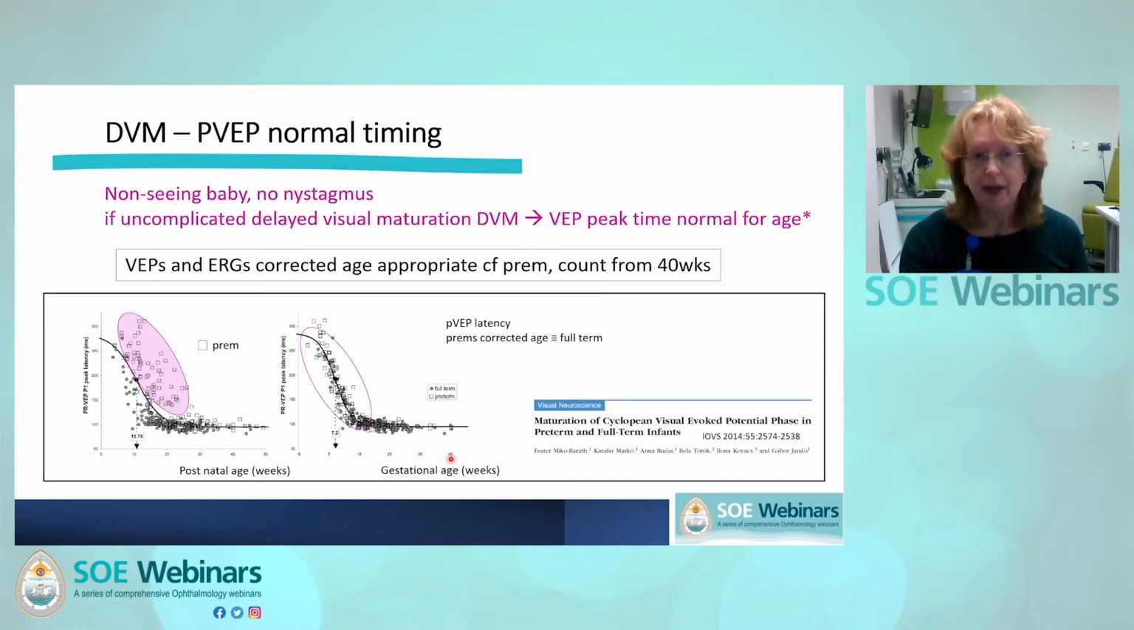The second feature of the pattern VEP is its timing, and that develops rapidly in the first 7 months of life, down across this trajectory to 100 milliseconds. These elegant data plotted by Eszter Mikó-Baráth, a colleague from Hungary, have also plotted premature time to peak of the P100. It looks as though the premature babies are delayed, but if there's a correction for gestational age, counting from 40 weeks, they follow the same trajectory. And so the important thing here is that in uncomplicated delayed visual maturation, the peak time is normal for age, and also for premature, we count from 40 weeks.